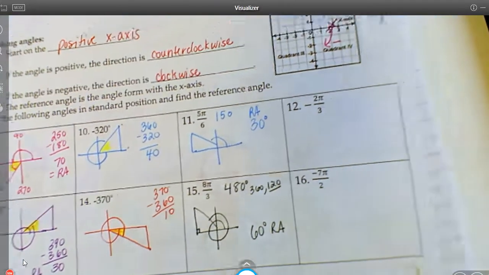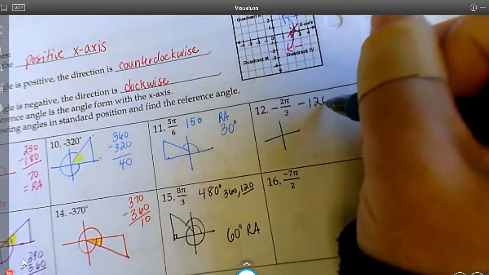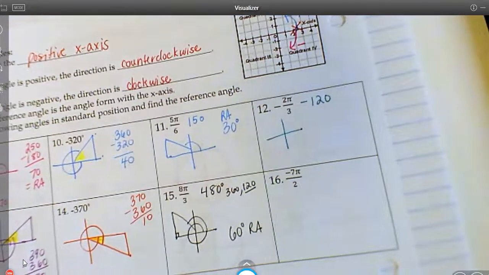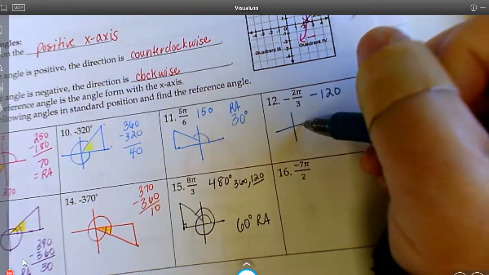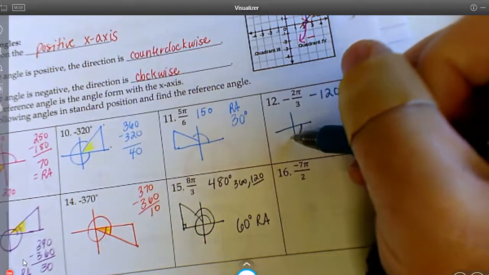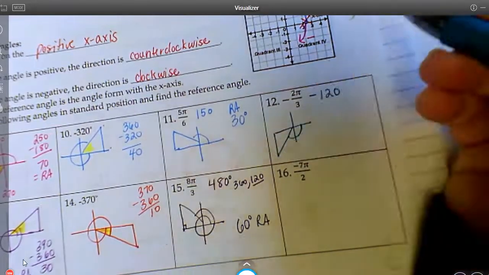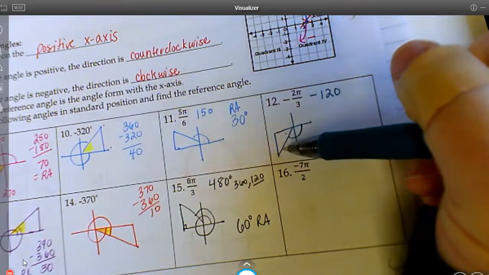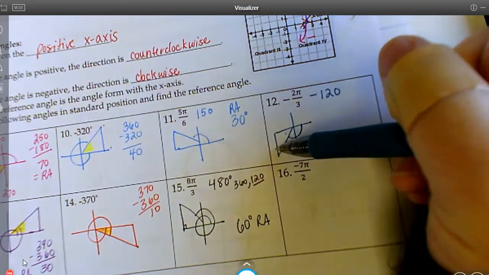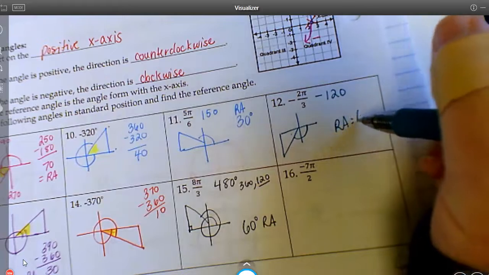Number 12. First of all, that's going to be negative 120 when you change it to degrees. Same. Negative 120 starts here and goes around this way. Okay? We make our triangle with the x-axis, so we're looking for this angle right here. That's 120. That's 180. Subtract that, our reference angle comes out to be 60.